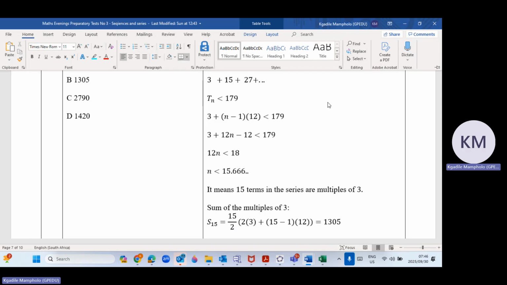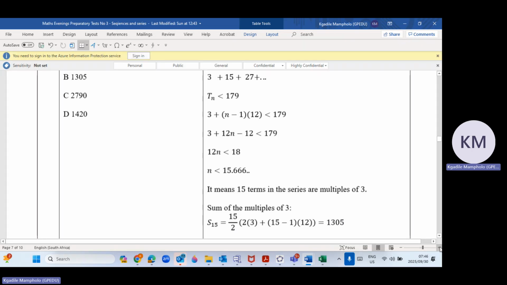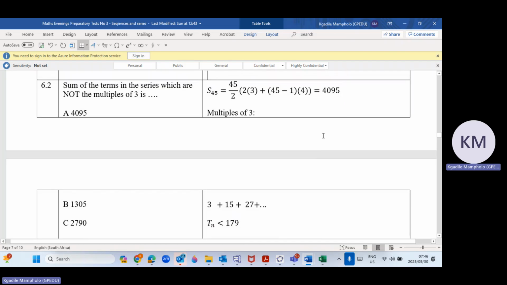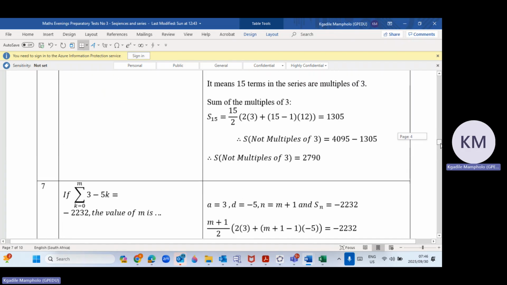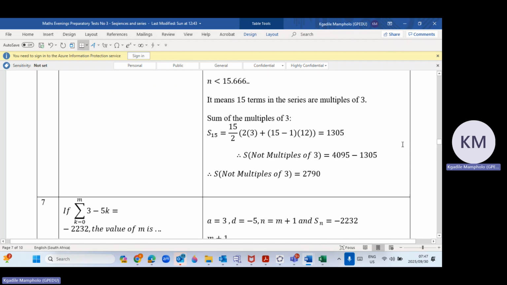Then you will say the sum of all the terms in the sequence which we calculated in number 1. Remember, we calculated the sum of all the terms in the sequence. You got the answer of 4095, and the sum of the 15 terms in the sequence which are multiples of 3 is 1305.